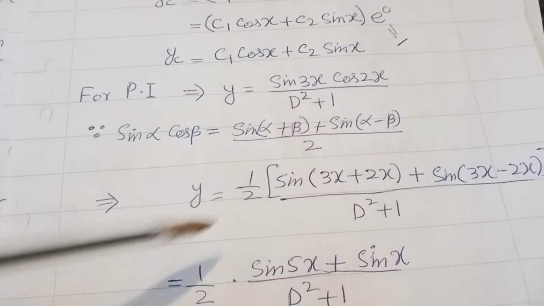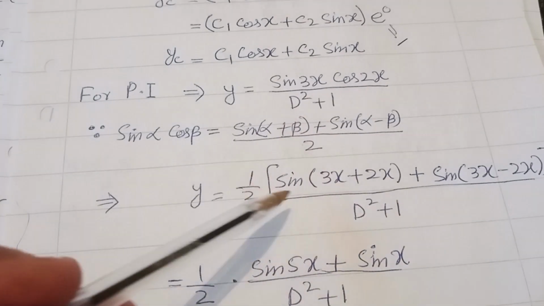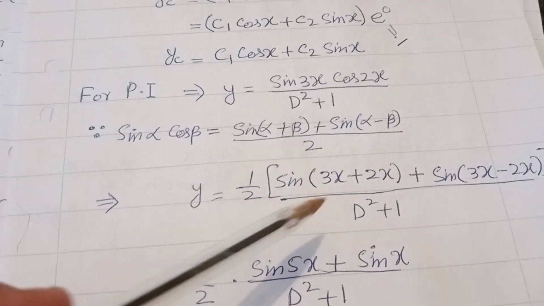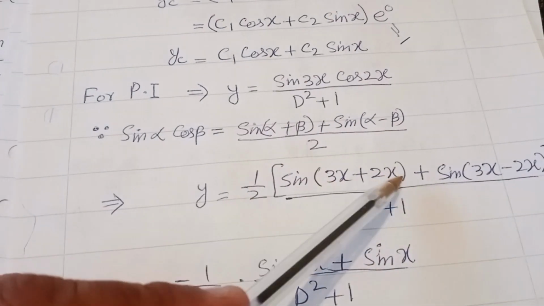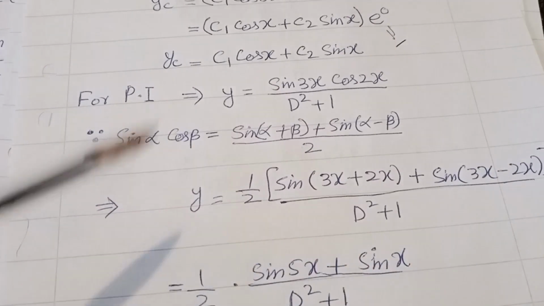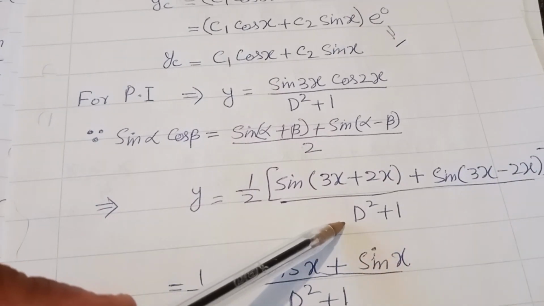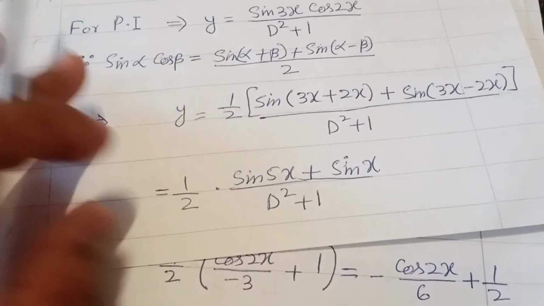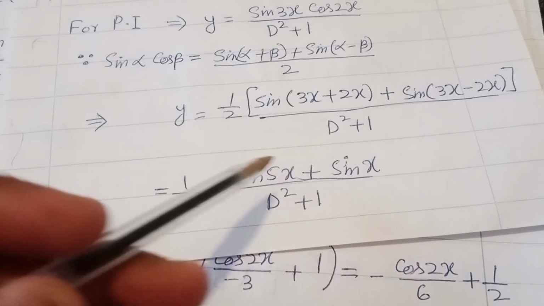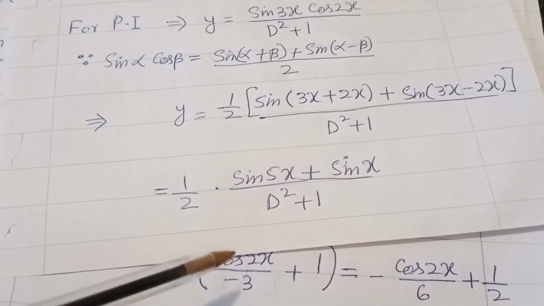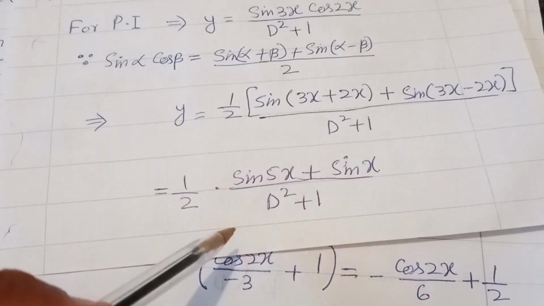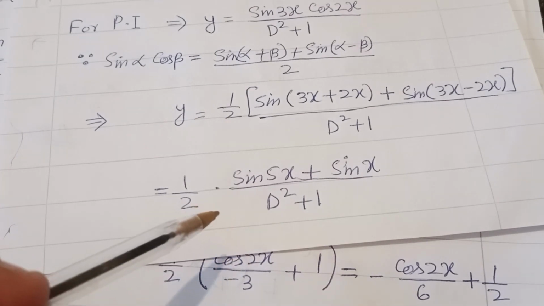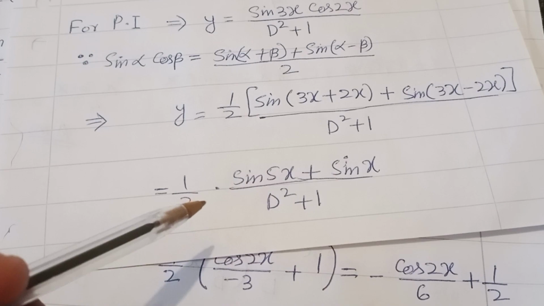So we can write it as y is equal to 1 upon 2 [sin(3x plus 2x) plus sin(3x minus 2x)] whole divided by d square plus 1, because alpha is 3x, beta is 2x. Further, 1 upon 2 (sin 5x plus sin x) upon d square plus 1. Now we have transformed our function from the multiplicative product form to the addition form.